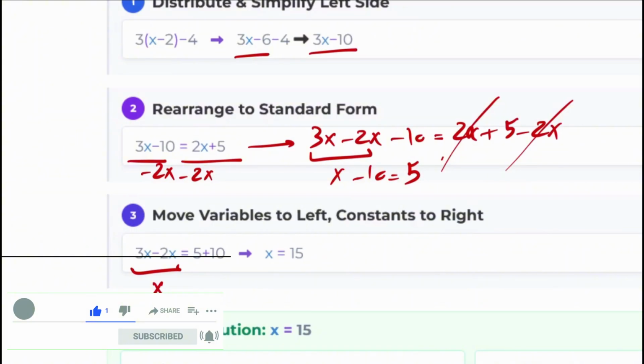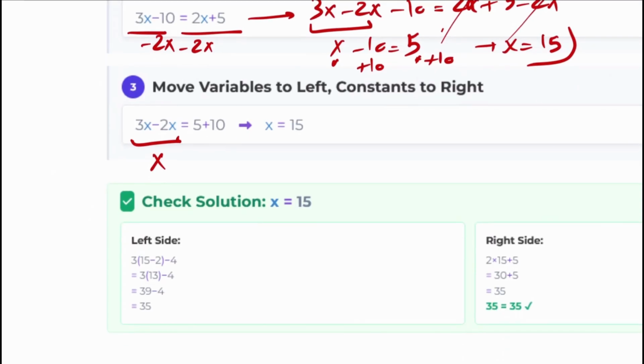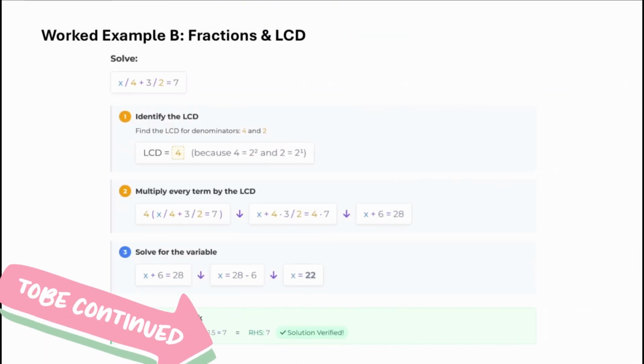Another thing I have to do, because I told you I have to move all of the numbers to the other side, right? I have to move all of the numbers to this side and keep my x on this side. So I have to add 10 to both sides. So you have x is equal to 15. If you want to check whether your answer is right or not, you put the 15 on the left side. If you do that, you get this number, and 15 on the right side. So you know that your left side and right side are the same. So you're good, and you don't have any problem with that.